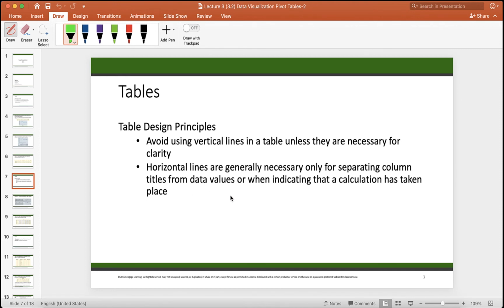So when we design a table, what are the do's and don'ts? Well, don't use too many vertical lines. Only use them for clarity. If you want to clarify data, that's the only reason you should really use vertical lines. And horizontal lines should only be there when you're separating off titles or calculations. That's the only real reason you should do them.